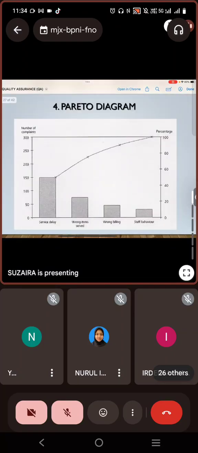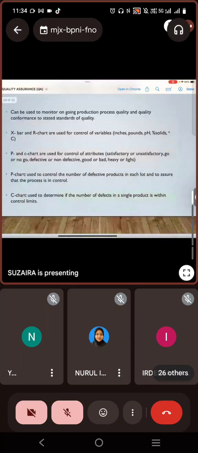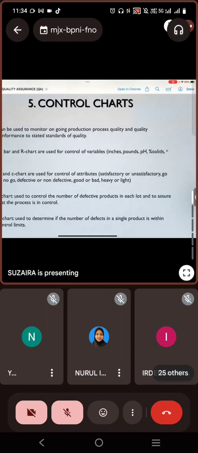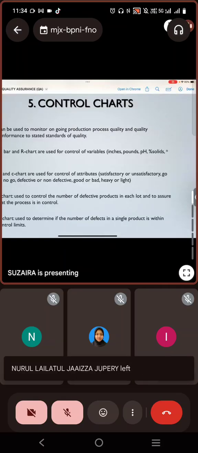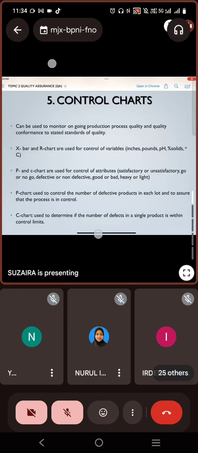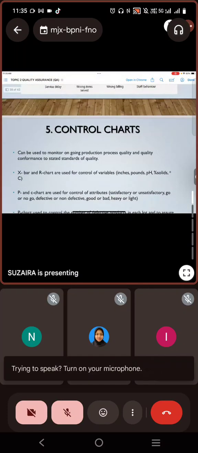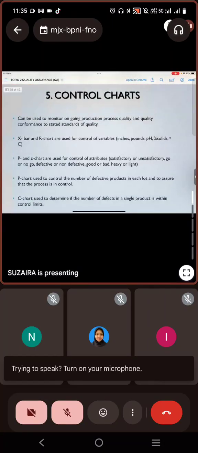Now what I want to do is continue with the control chart. If you still remember, I think half of the class already did practical 3. We already discussed the control chart. We have the X chart and also the R chart.